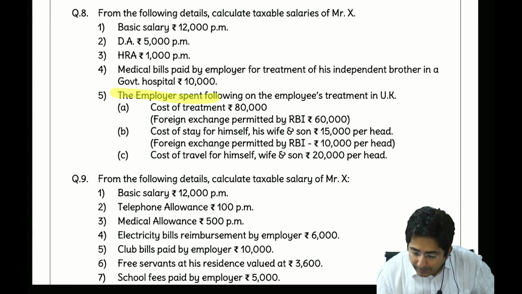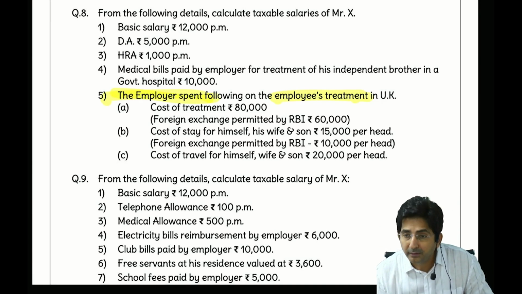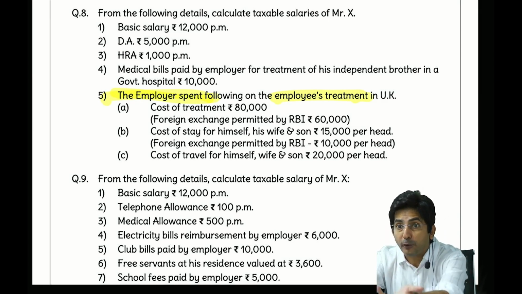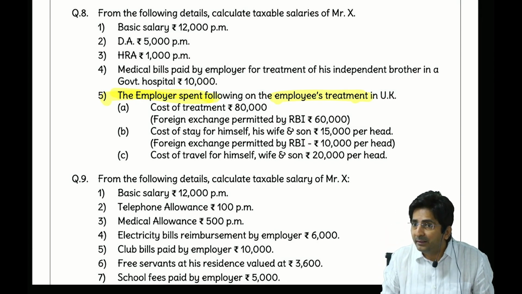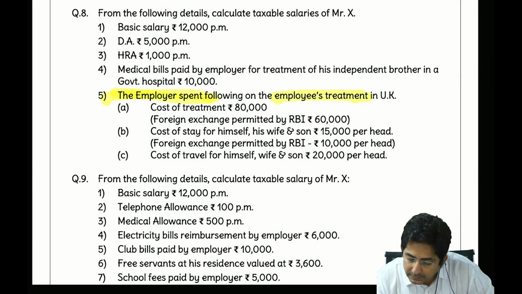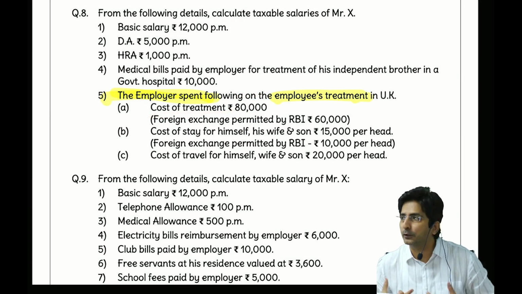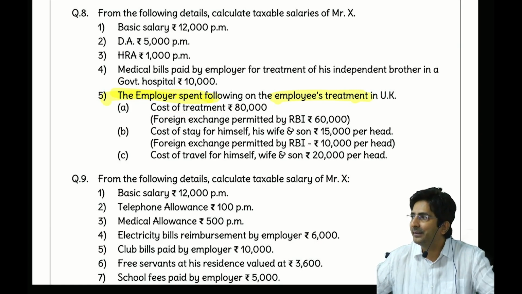Boss field hours, employer spent. And whose treatment? It is your treatment, the boss is spending. Didn't you feel happy? So it is a benefit. But what is the amount of benefit? 80,000. See, here they have written cost, which means cost for the company. For the employee, it's an enjoyment.